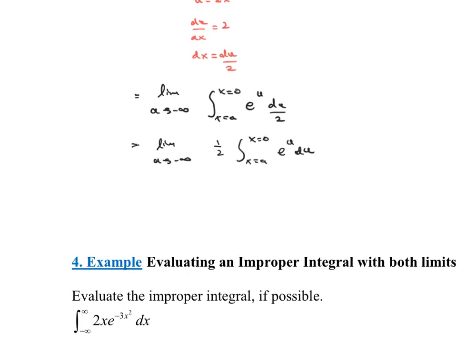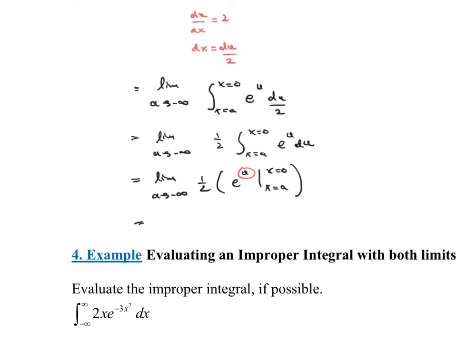So what's the integral of e to the u? Well, it is e to the u. So this is the limit as a approaches negative infinity of 1/2 times the integral of e to the u, which again is e to the u, plus c, but we're evaluating this from x equals a to x equals 0. We need to back substitute for that u. Remember what u was. u was 2x in the original problem.